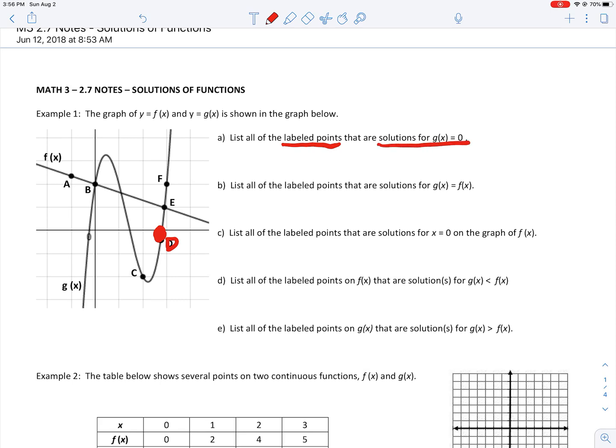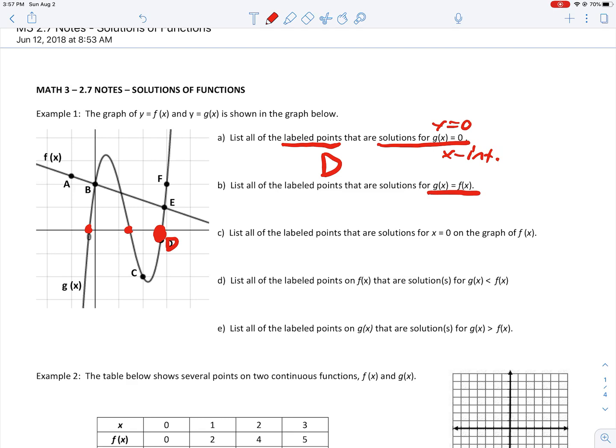A asks us to list the labeled points that are solutions to g of x equals 0. So what does g of x equals 0 actually mean? Well, that's the same thing as saying y equals 0. So that's asking you to find the x-intercept. What's the x-intercept of g of x? Well, there are three. 1, 2, and yes, D was maybe messed up on your notes, but that dot should be on the line. So there are 3 points, and D is the only labeled one. So that would be my answer.